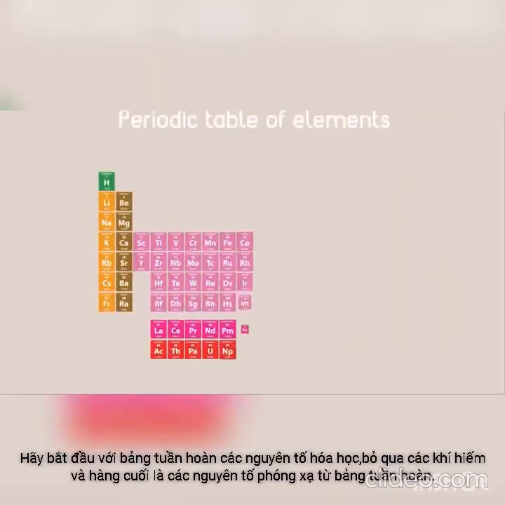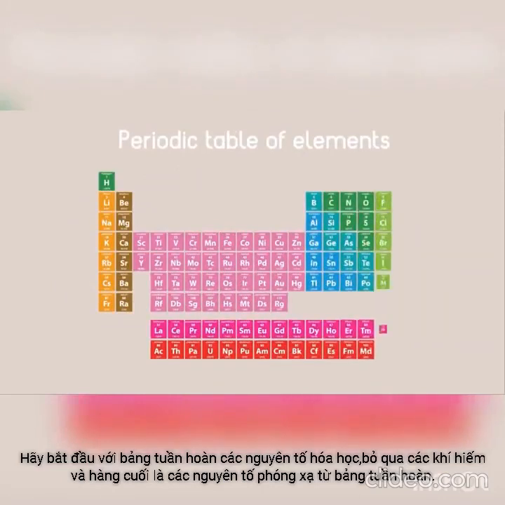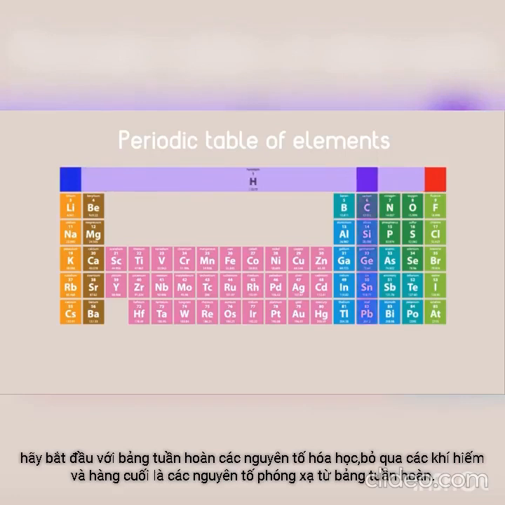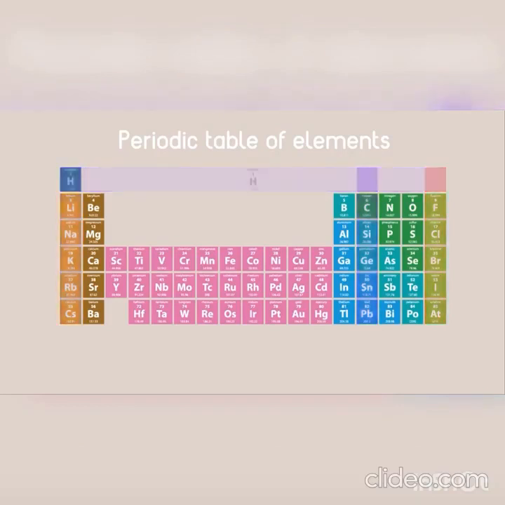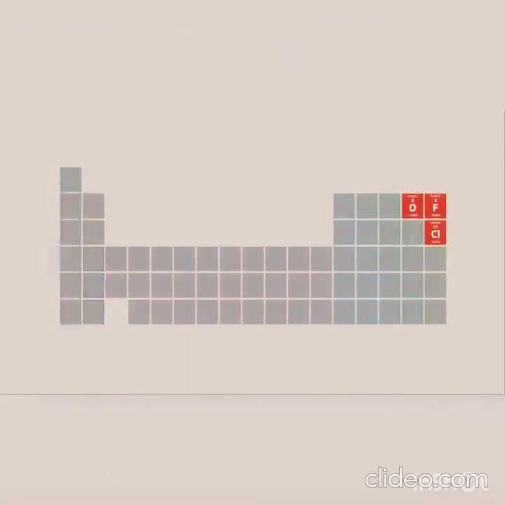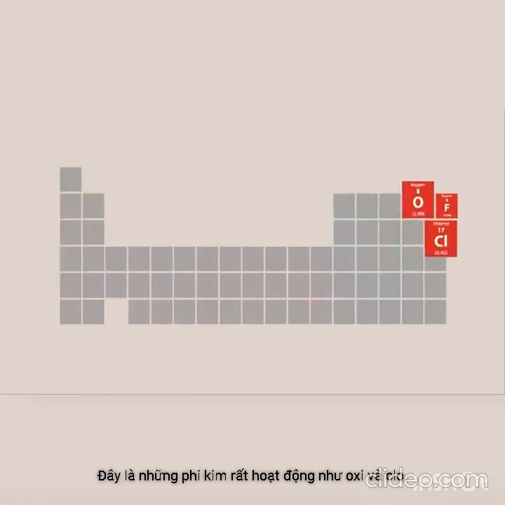So let's start with the periodic table of elements, omitting the lanthanides and the heavy radioactive elements. From our periodic table, look at hydrogen and the elements with few shells of electrons. Here are group 1 with 1 outer electron and group 7 with 1 electron missing. Here are the very reactive metals like potassium. Here are the very reactive non-metals like oxygen and chlorine.